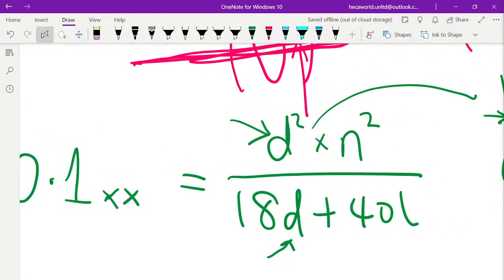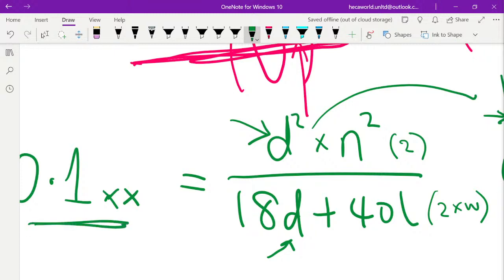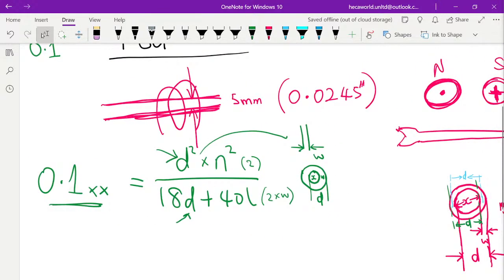So I can start to play around with this. I can have 2 turns here. If I have 2 turns, so this will be 2, then l will be 2 times W. So I can do this and see if I'm close to this value, and so on and so forth. So with a little bit of trial, you'll be able to get to where you're going.